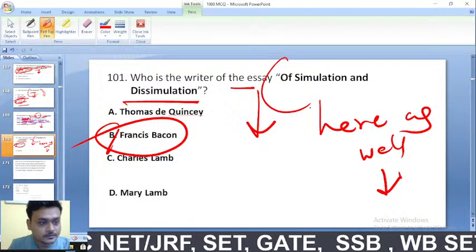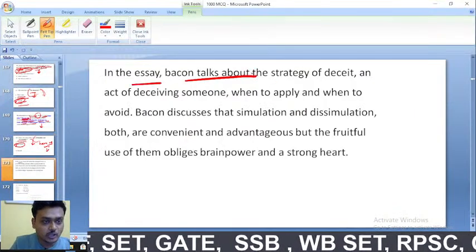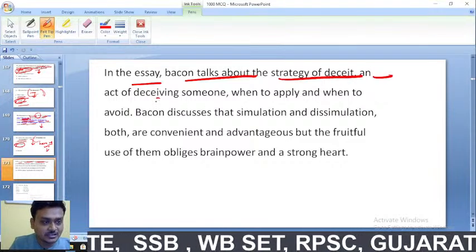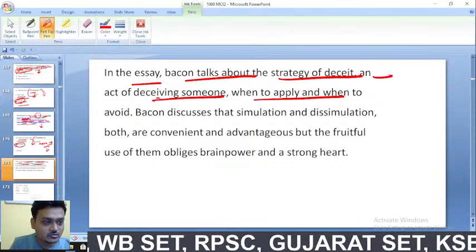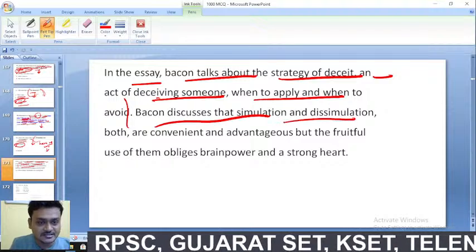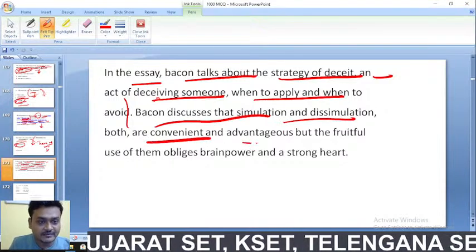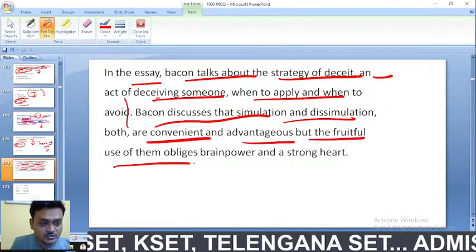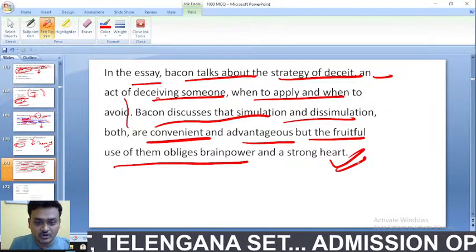Chalo. In the essay, Bacon talks about the strategy of deceit, an act of deceiving someone, when to apply, when to avoid. Bacon discusses that simulation and dissimulation both are convenient and advantageous, but the fruitful use of them obliges brain power and a strong heart.